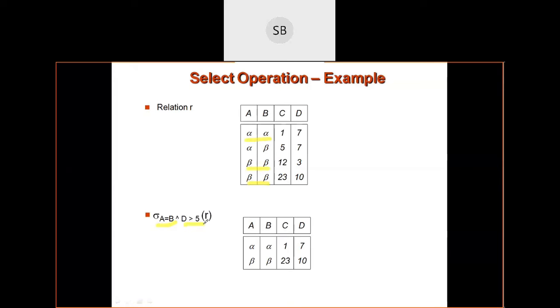Then D is greater than 5. Firstly you have to check that D is greater than 5. This record has D greater than 5, this also, and this also. For that you have to check that both conditions are true. For this record both conditions are true, and also for this record. So display only two records for the resultant table with columns A, B, C, D as they are, and the records are alpha alpha 1 7 and beta beta 23 10.